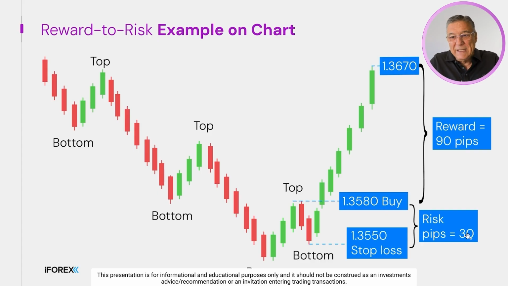Now, we risk 30 pips. Our reward, if it's 3 times, then it should be 90 pips. So now we can calculate our take profit level, which is 90 pips above our entry, right? Excellent. So this is our reward to risk ratio.